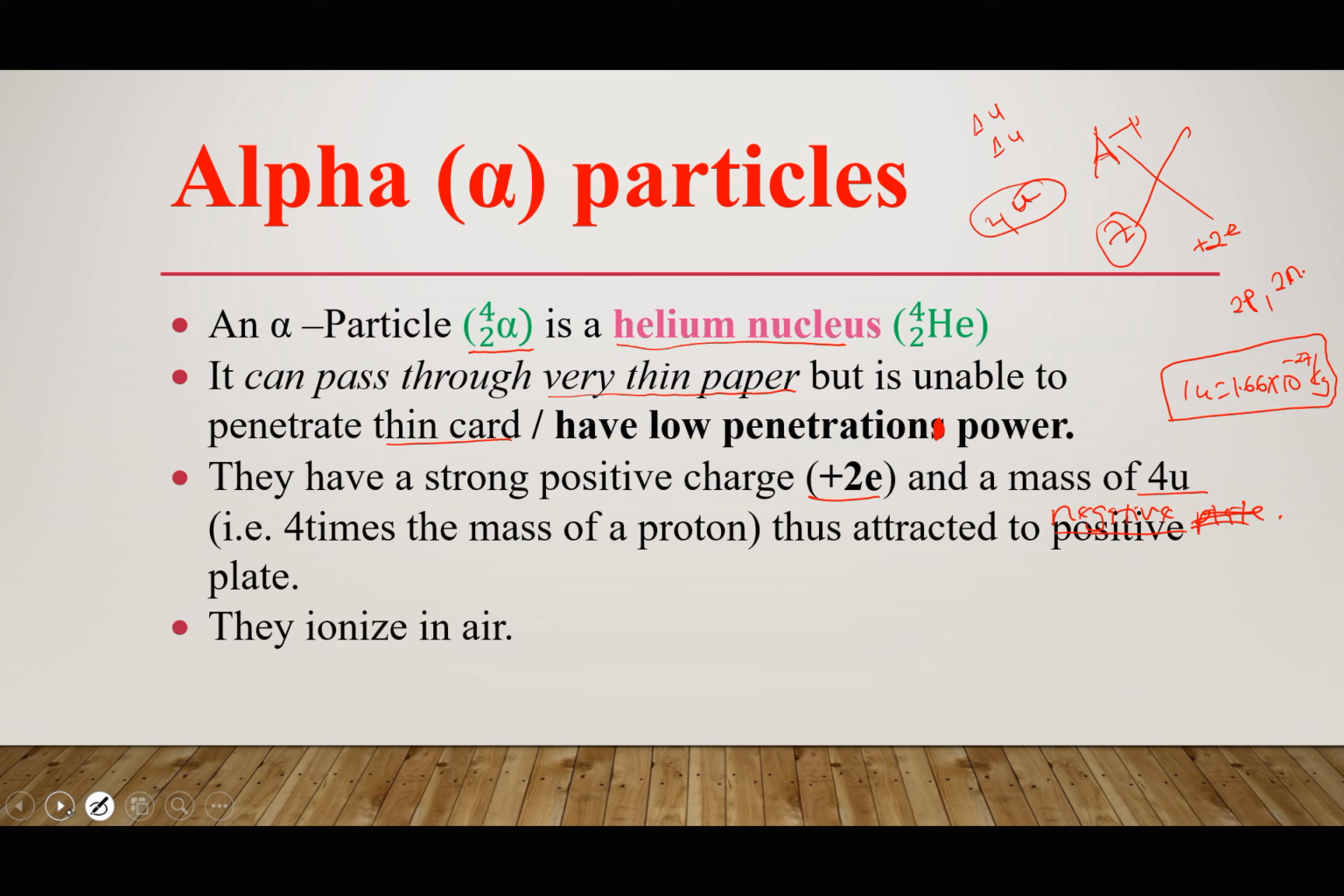We shall explain ionization in more detail. So they ionize in air. And by the way, among the three, alpha, beta, and gamma radiations, alpha particles are the most highly ionizing. Later on we are going to see that ionization depends on charge. The alpha particles have the biggest charge, which is positive 2e, and therefore they are the most ionizing. Ionization depends on charge.